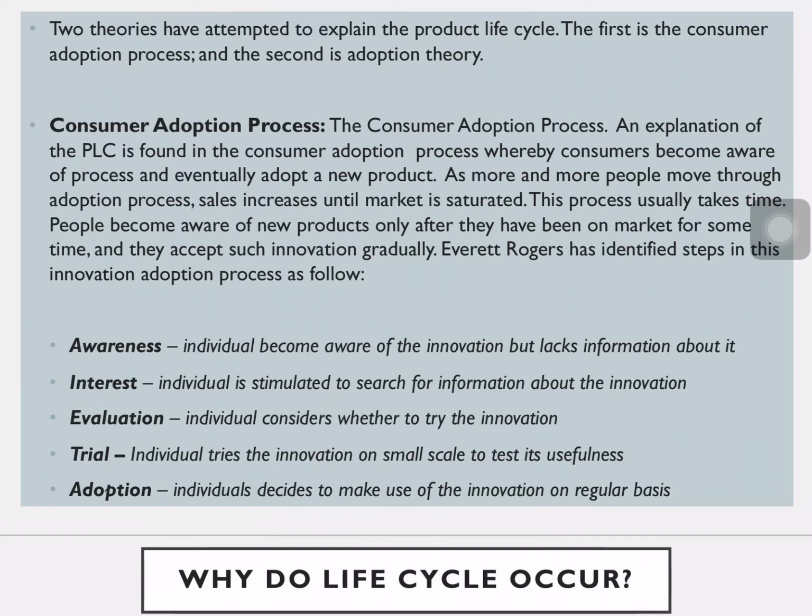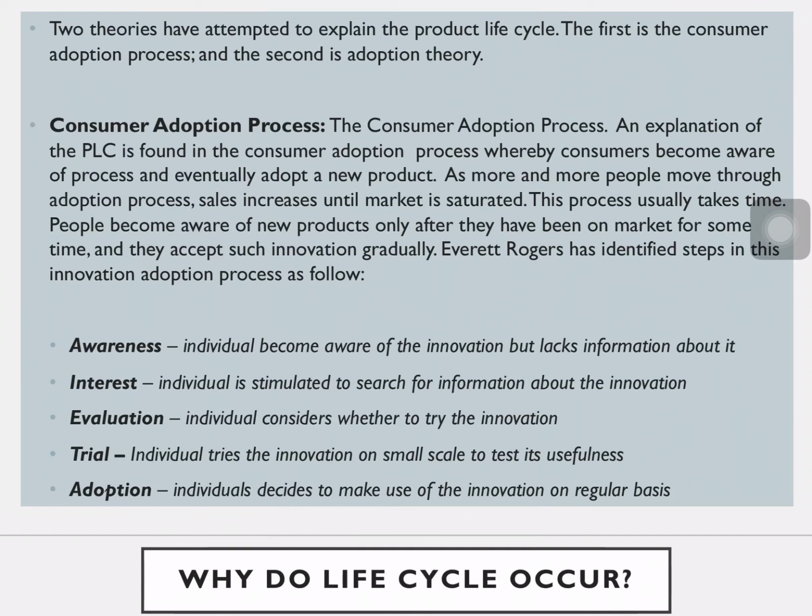Once you have tried the product and you find it suitable or useful for you, then what do you do? A rational consumer will try to adopt that particular product in his or her daily consumption. If it is not up to the mark, the consumer will search for an alternate product. So these are the theories of the consumer adoption process.